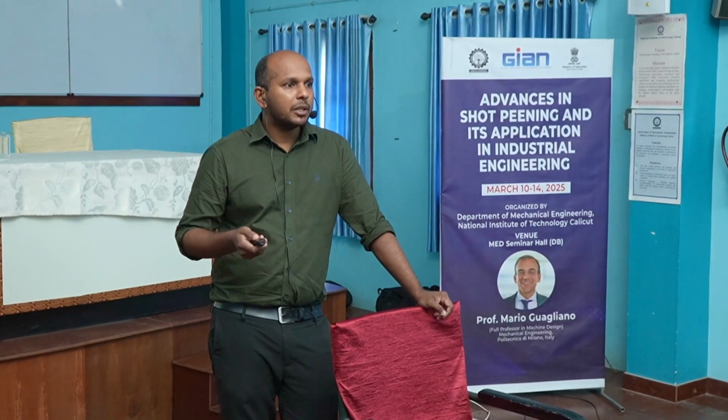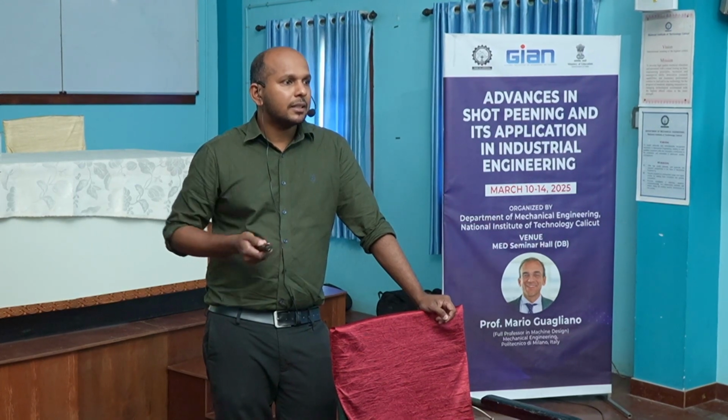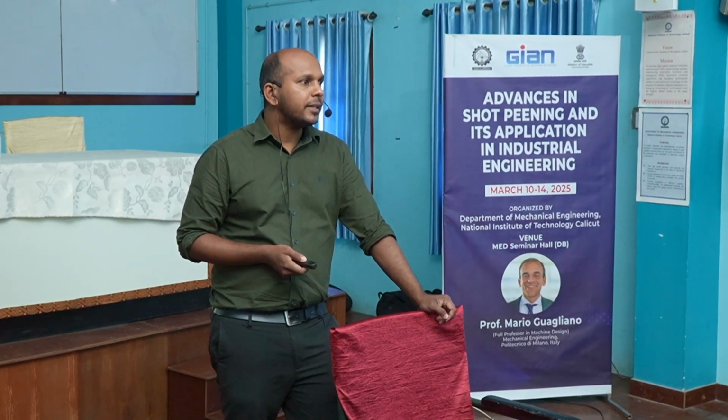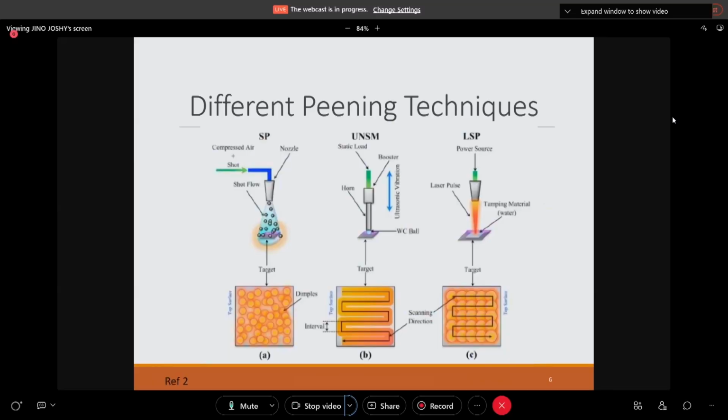When there are multiple impacts, there is a series of collisions, okay? First a particle impinges on the surface, then after a time lag the second particle impinges. So basically what we get is a uniformly compressed layer forming on the material, okay? That is the basic form of shot peening, and we can classify it into different classifications: shot peening, laser shot peening, ultrasonic shot peening, and ultra nano surface modification techniques.